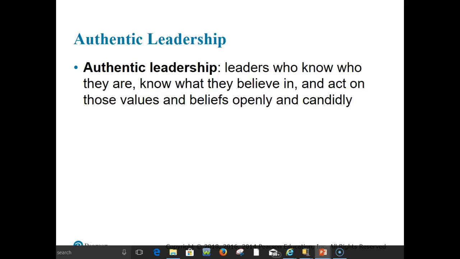Now, authentic leadership focuses on the moral aspects of being a leader. Authentic leaders know who they are, know what they believe in, and act on those values and beliefs openly and candidly.